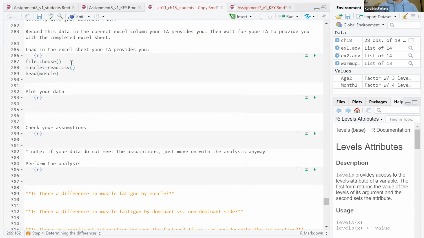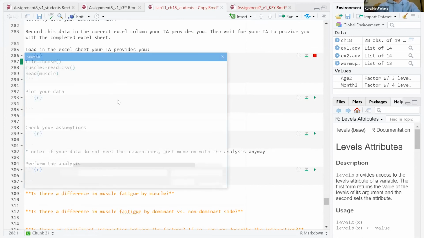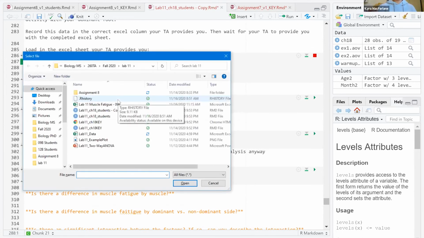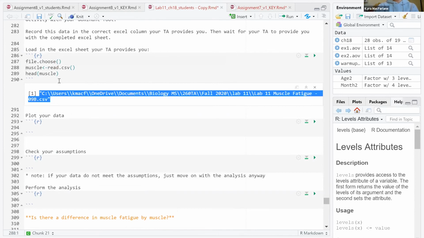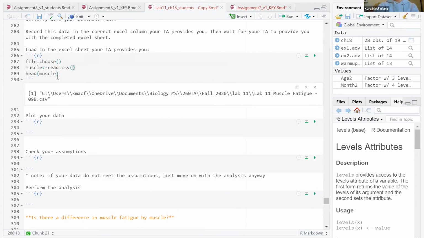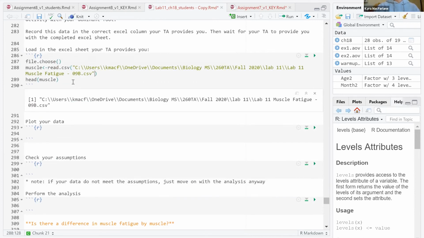So let's do file.choose, or if you're using RStudio Cloud, go ahead and upload it. It's just called the Lab 11 Muscle Fatigue 9B. So copy all of that, Control C, paste it in here, Control V. It's not hard to type.